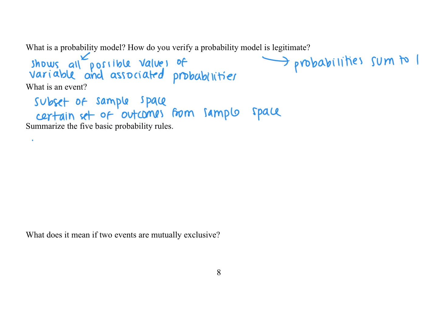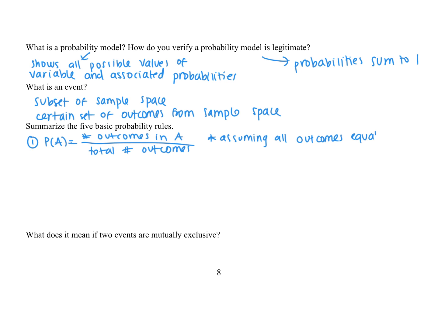Five basic probability rules. The probability of some event, like event A, is the number of outcomes in A divided by the total number of outcomes. Here's what's really important, though. That is assuming all the outcomes are equally likely. Second one, any probability has to be between 0 and 1. Probability can't be negative, probability cannot be greater than 1.